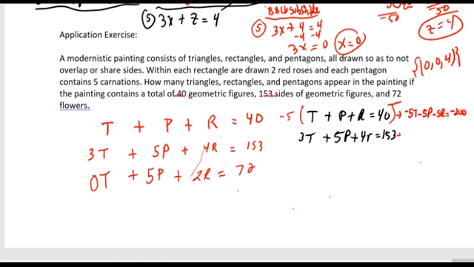And the bottom equation is 3t plus 5p plus 4r is equal to 153. So if we add the equations, then we get negative 2t, 5p and 5p will become 0, minus r is equal to negative 47.